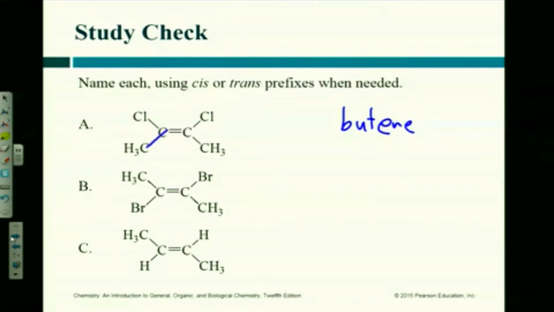So we've taken care of these guys here. It has chlorine, doesn't it? It is 2,3-dichlorobutene. Are we finished? No. What else do we need? We need a cis term, don't we? It is cis-2,3-dichlorobutene. Woo!